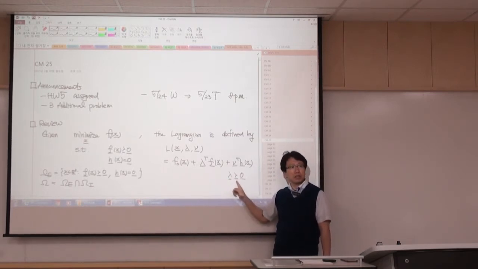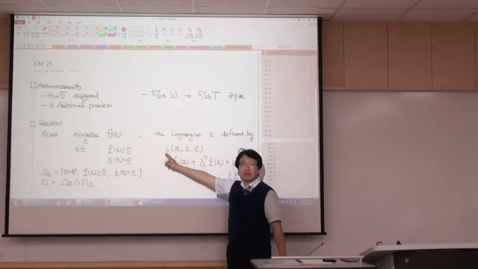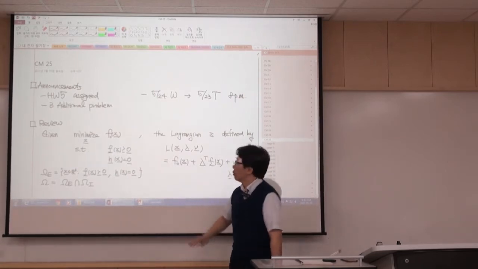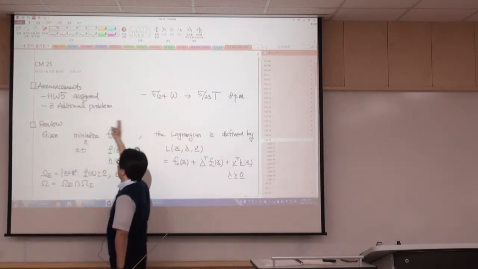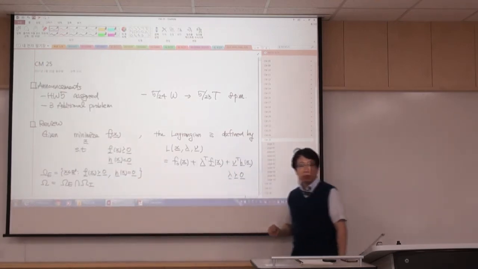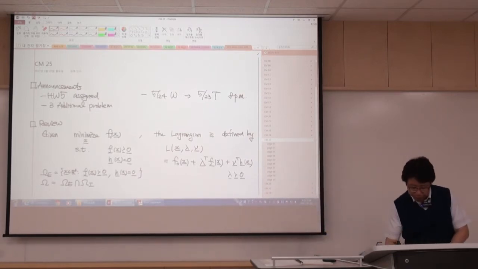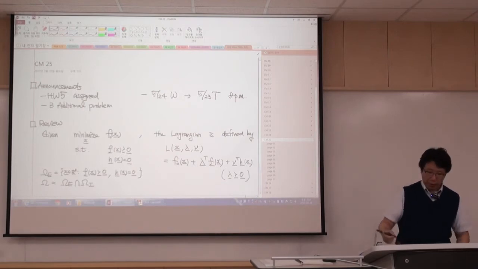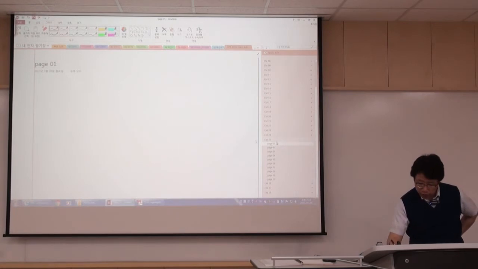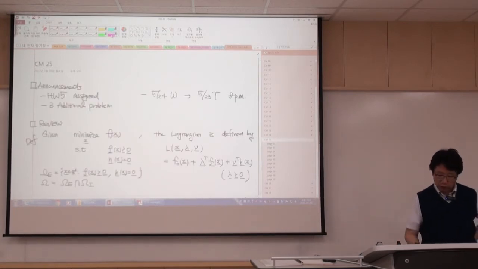Why do we do this? Because we are going to use this L function in order to find the lower bound on our optimal objective function value. I will tell you in the next page anyway. So this is important. Now, given this definition, what was the most important property of this Lagrangian?